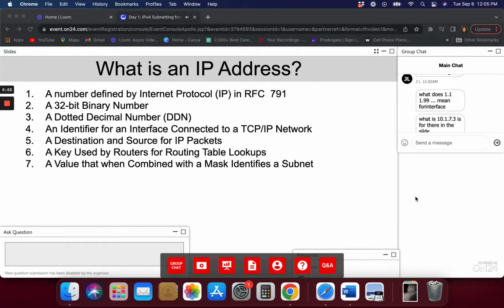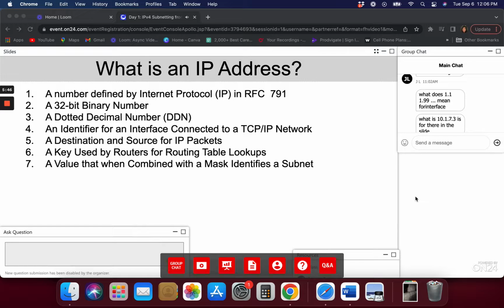Routers connect to networks with lots of interfaces, so it's an address per router interface. So it's identifying an interface that connects to a TCP/IP network. And unsurprisingly, it's used as a destination and a source for packets. So we send messages in TCP/IP networks. There's a header, there's a source and destination address in the header, and that address is this IP address.